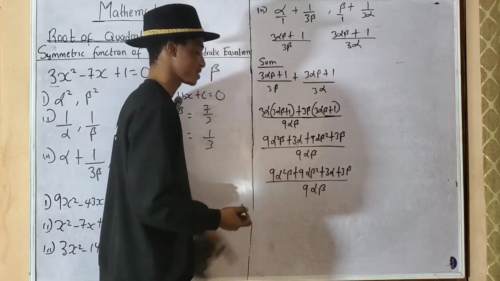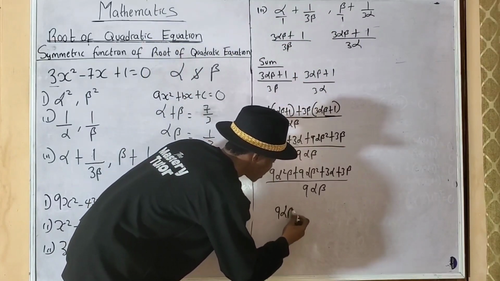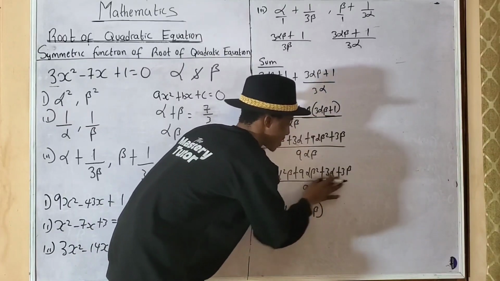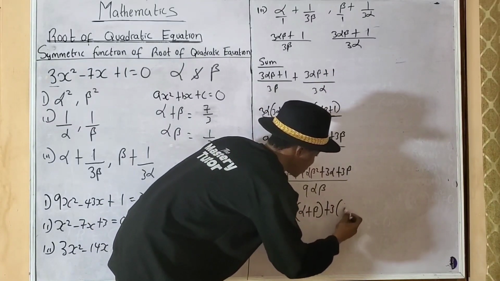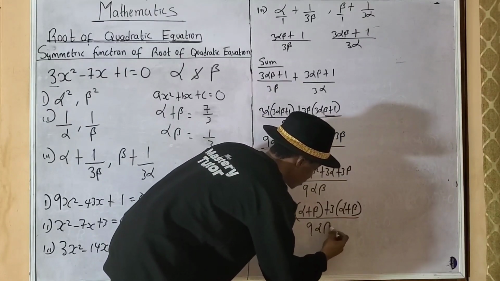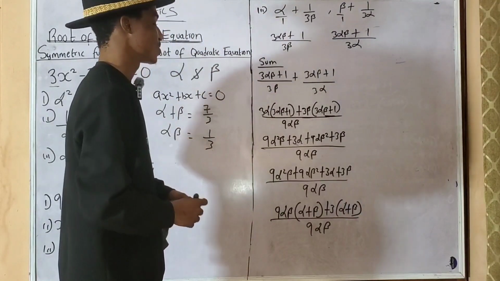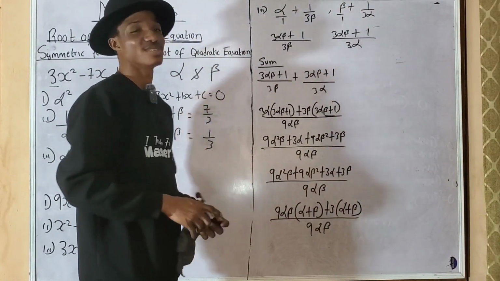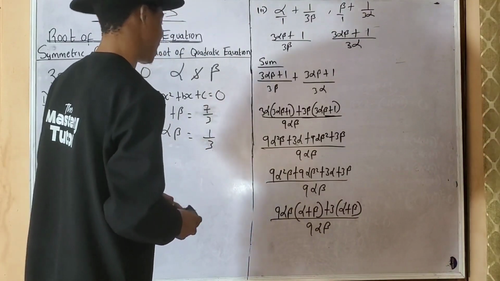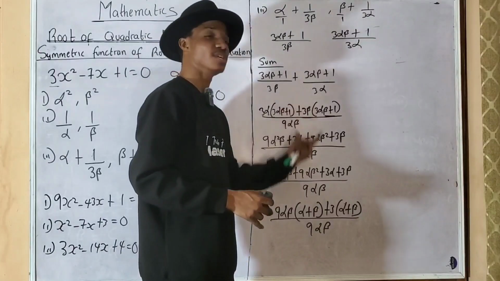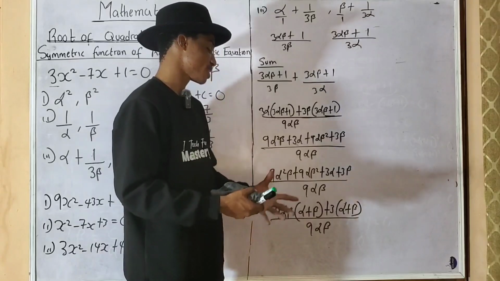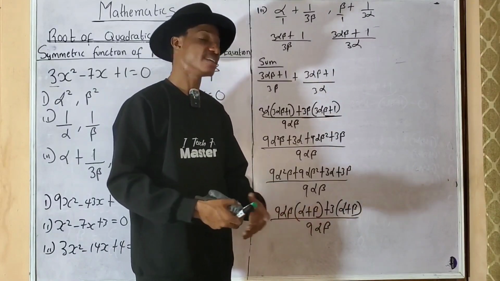Now, we can factorize here: 9 alpha beta multiplied by (alpha plus beta). Also, here I can factorize plus 3 multiplied by (alpha plus beta). Okay, this all over 9 alpha beta. You can see that we are on it. So you are still going to factorize even if you use the second method. So you have to learn how to factorize. Now, you can see that we've expressed the sum of the roots. Are you getting it? We've expressed it in terms of the sum of alpha and beta and the product of alpha and beta.